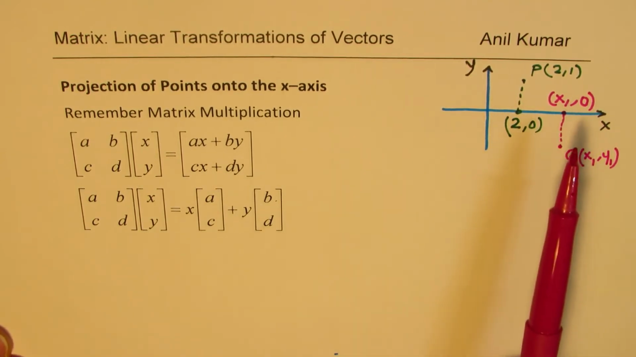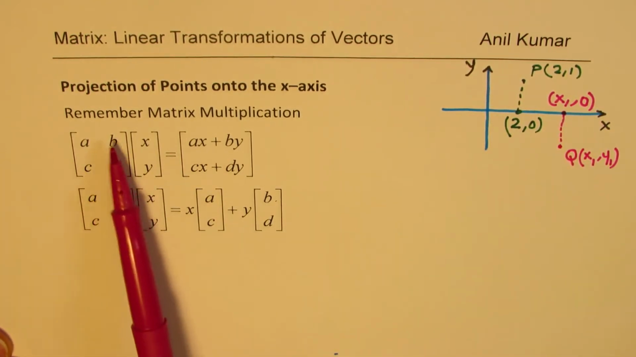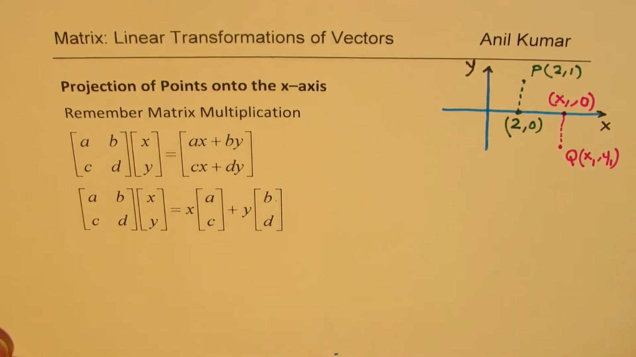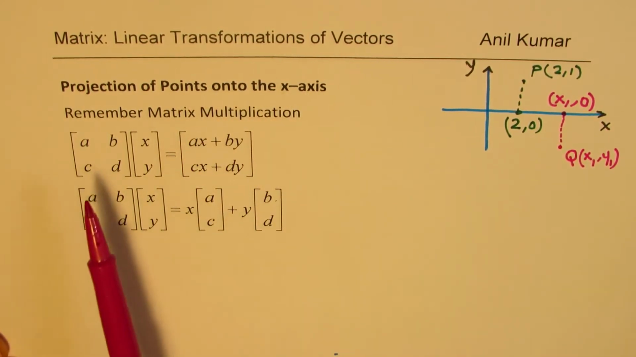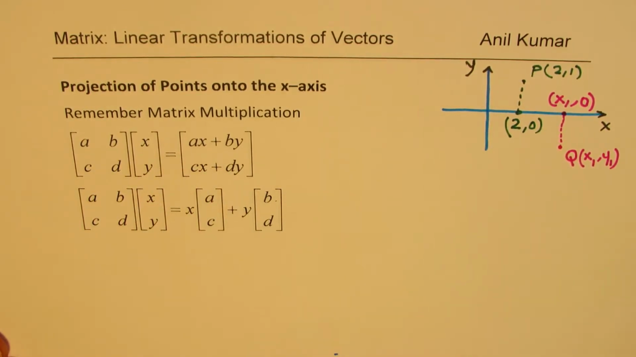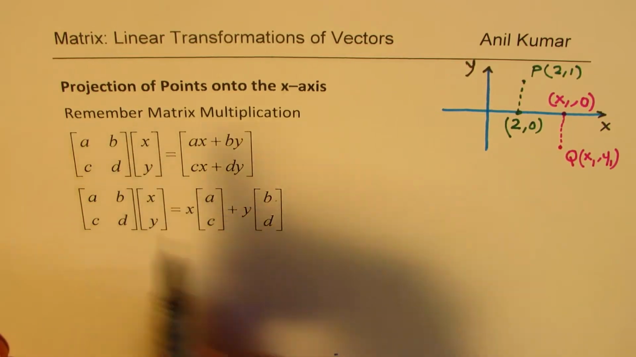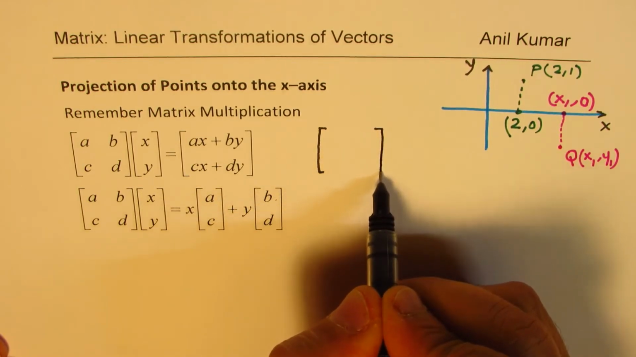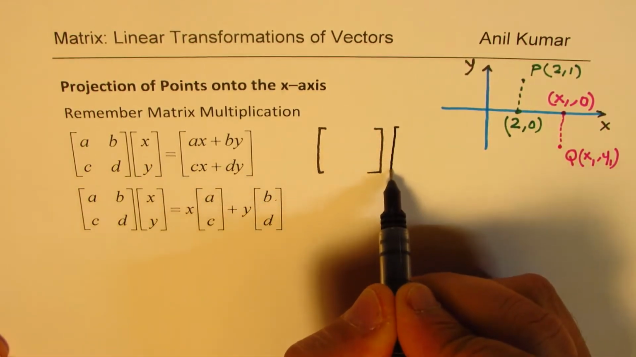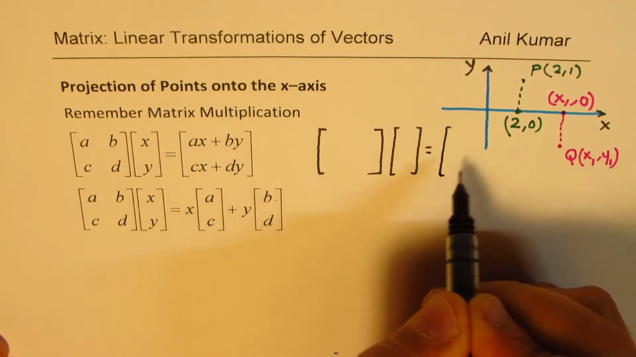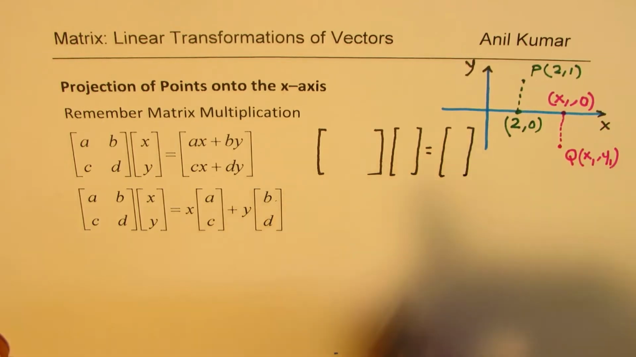Now the idea is, how do I write a 2 by 2 transformation matrix to get a projection of a point on the x-axis? That is what we're trying to figure out. So let's carefully look into what we have here and try to figure it out. So let's draw a parallel here. So we need to fill out this particular matrix. We know what xy is and also what we are expecting from it after transformation.